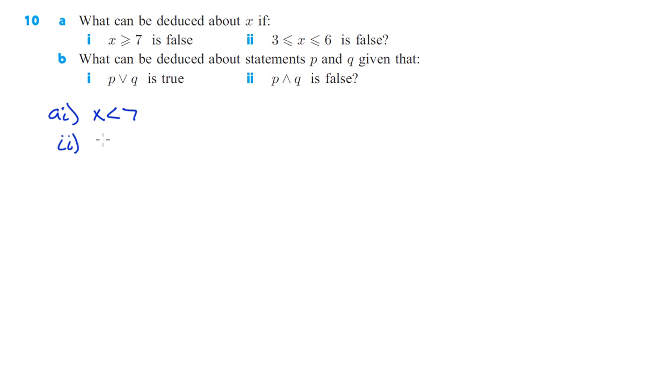Then we would have to assume, again, the opposite. So then we would have to assume that X has to be less than 3, and also X has to be greater than 6. Okay?